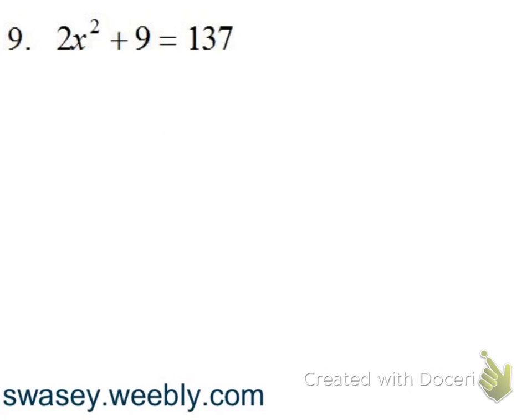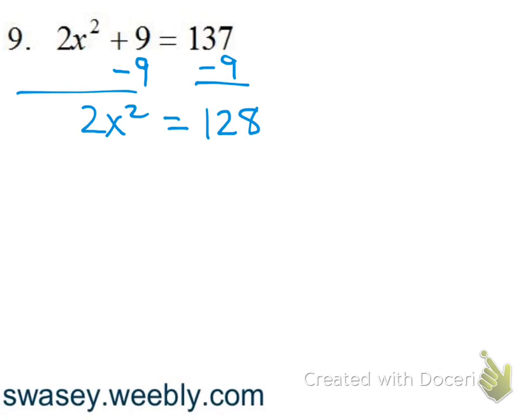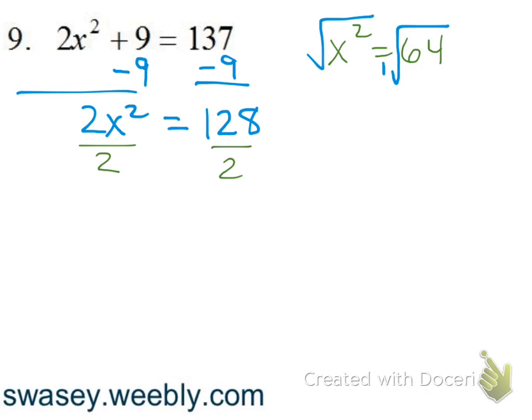Alright, we're solving a quadratic equation here, but we only have one x term, an x squared term in the front. To get rid of the plus 9, we'll subtract 9. So we have 2x squared equal to 128. To get rid of multiplying by 2, we can divide both sides by 2. And so we have x squared equal to 64. To get rid of squared, we'll square root. And so we'll do positive or negative on one side. So we have x equal to positive or negative square root of 64 is 8. So we have positive or negative 8.